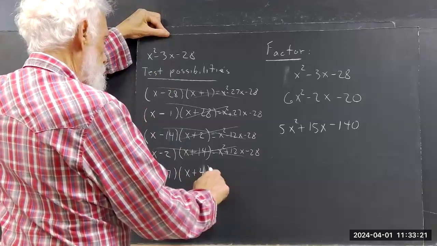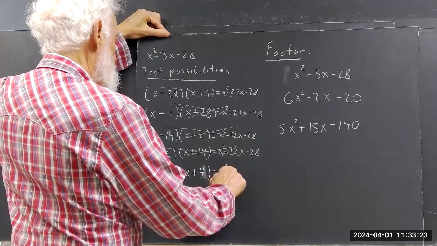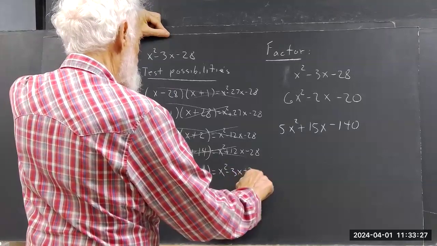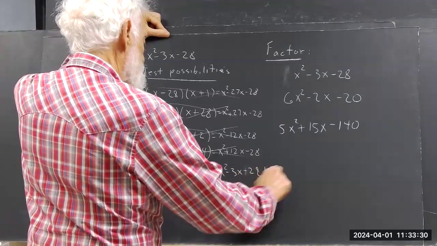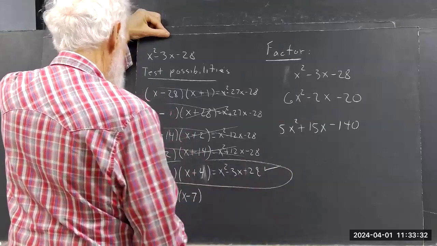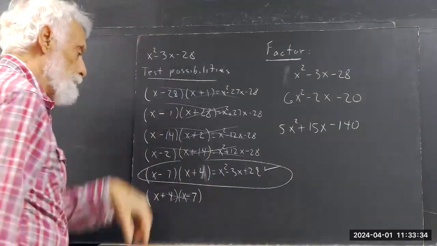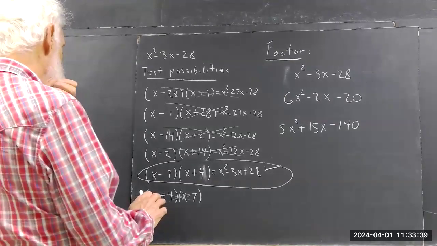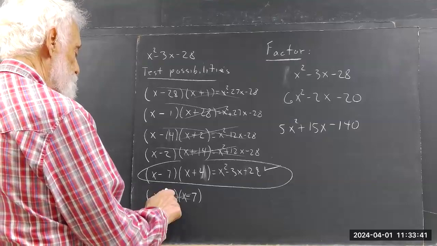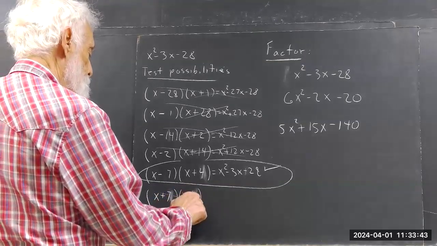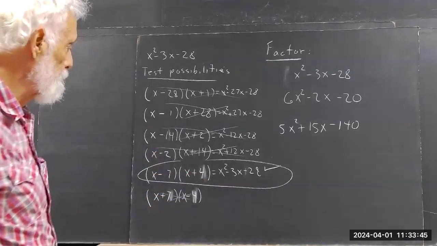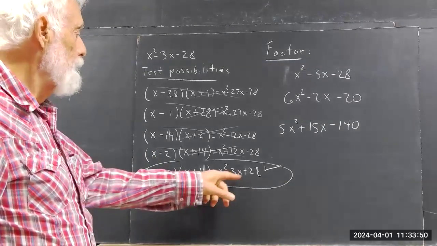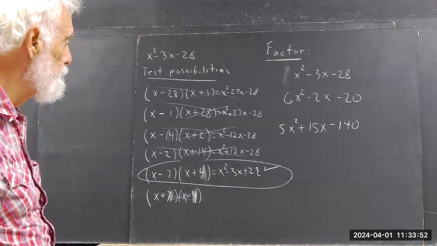Okay, I'll multiply this one out. This is x squared minus 3x minus 28. There we go. And this one we don't have to check. It's not going to work. It's obviously not going to. Oh, actually, it would work because I wrote it down wrong. That should be x plus 7 times x minus 4. Got careless after I realized we had the right one there. And that would give you a plus 3x instead of a minus.